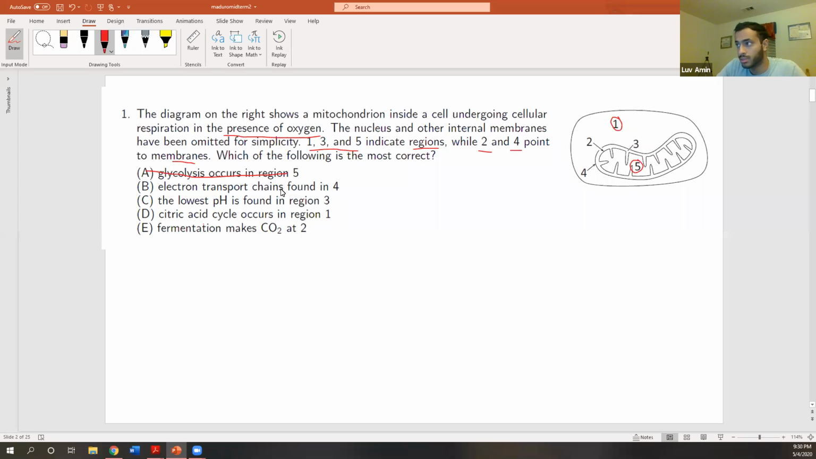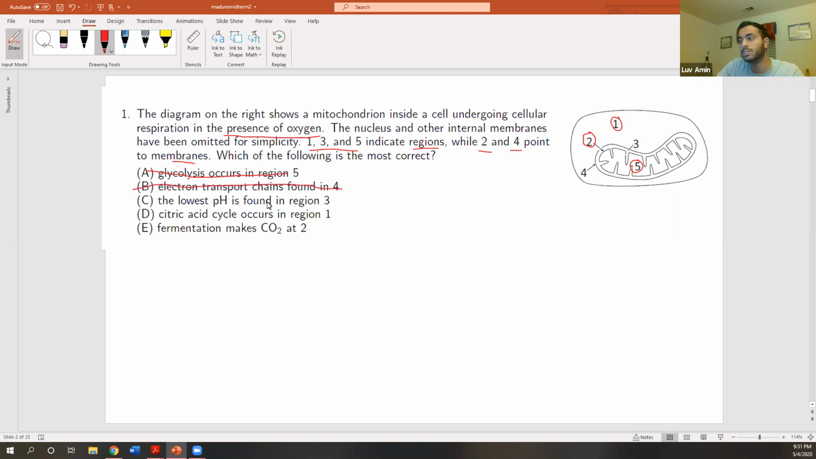B, the electron transfer chain is found in region 4. Well, the electron transfer chain occurs between the matrix and the intermembrane space, so it occurs in the inner membrane. That is region 2. Region 4 is the outer membrane. So B is not right.